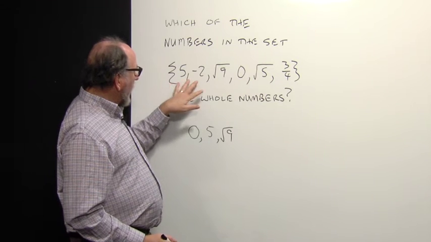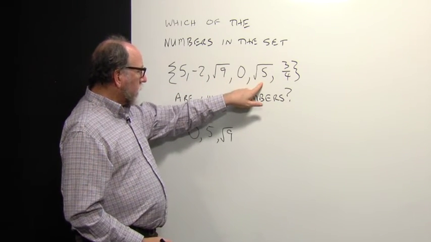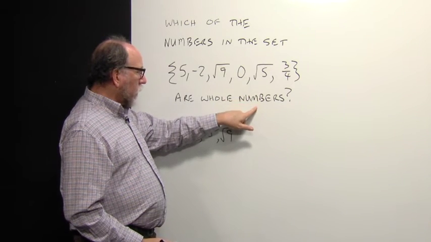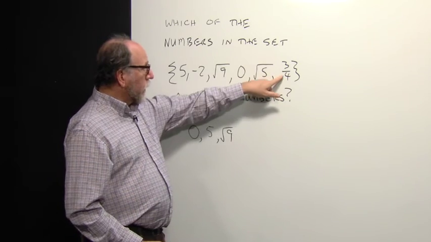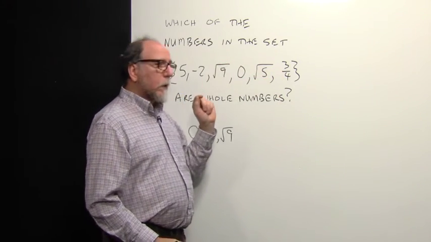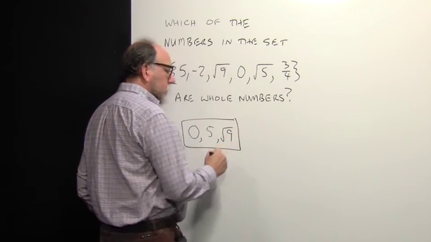So we've got 5, square root of 9, 0. We skipped -2 because it was negative. Square root of 5 is not a whole number either because we cannot simplify the square root of 5. And 3/4 is not a whole number either. So these are the three answers that are correct.